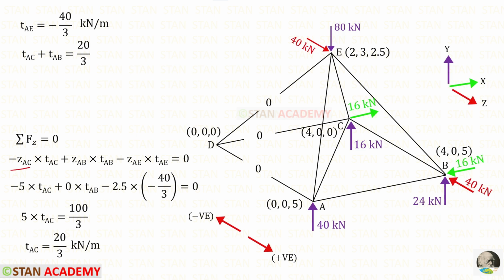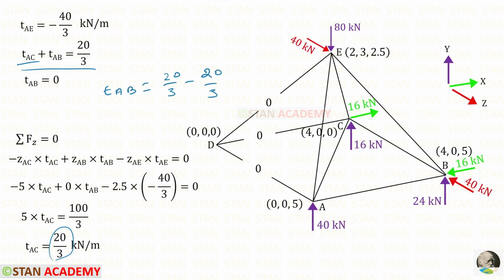The distance of AC in the z direction is 5 minus 0, so it will be 5. And the distance of AE is 5 minus 2.5, so it will be 2.5. We know the value of TAE, we can apply that. For TAC, we will get 20 upon 3 kilonewton per meter. Let us take this equation. In this equation, for TAC, we can apply 20 upon 3. So TAB will be equal to 20 upon 3 minus 20 upon 3. In this way, TAB will be 0.